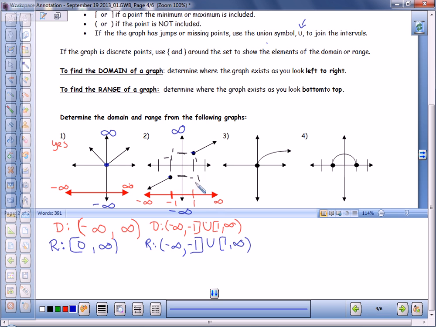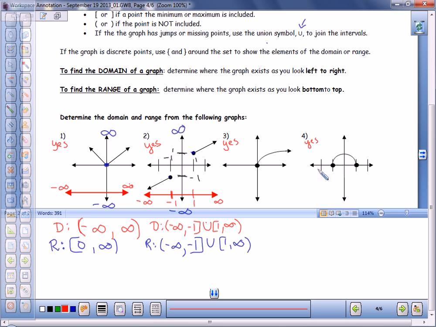Okay, is number 2 a function? Yes. It passes the vertical line test. Is number 3 a function? Yes. Is number 4 a function? Yes, it passes the vertical line test. Guys, it's not a horizontal line test, it's vertical. That's right.